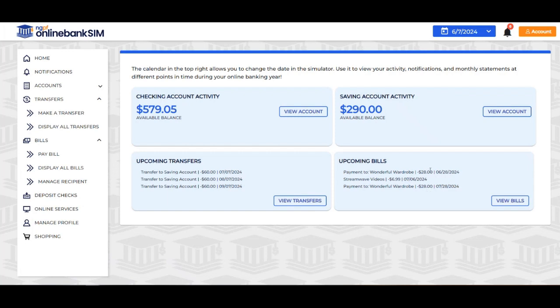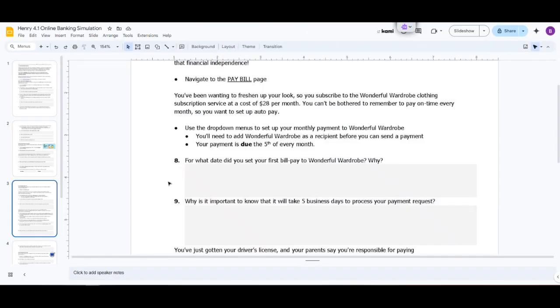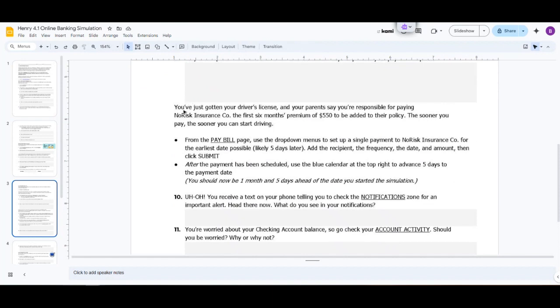So I can see that those are now set up and will be recurring payments. All right. You've got your driver's license. You want to pay for your insurance to No Risk Insurance Company for the first 6 months premium of $550. Sooner you pay, the sooner you can start driving.